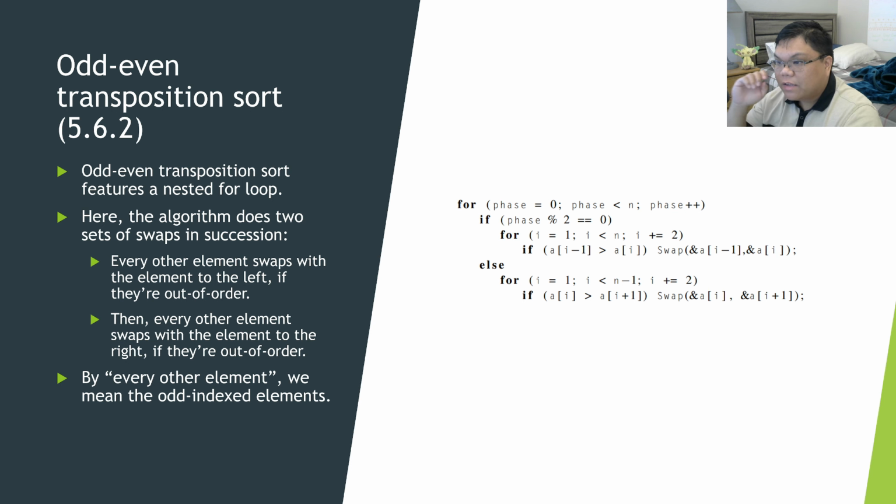So here's how it works. There are two sets of swaps. The first kind of swap is where every other element swaps with the element to its left, if they're out of order. Then, every other element swaps with the element to its right, if they're out of order. We do this slide to the left, slide to the right, cha-cha real smooth, and then the whole array is sorted.